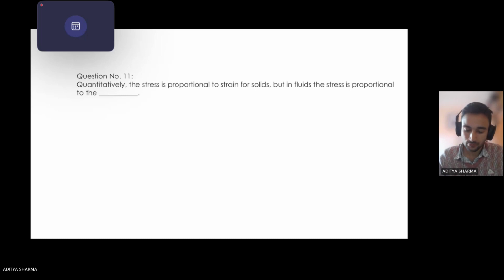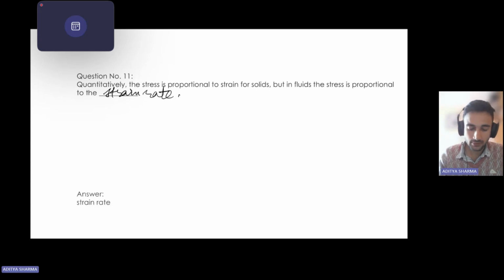All right. So question number 11 says qualitatively the stress is proportional to strain for solids, but in fluids the stress is proportional to what? So this question we have already covered, right? Here it's in fill in the blank form. So it's proportional to strain rate. I have already discussed this in one of the previous questions. So let's see this answer. Yes, the answer is this only.